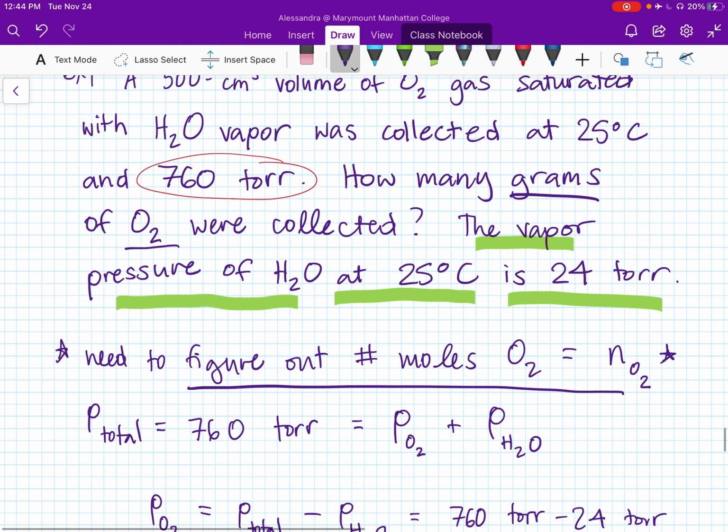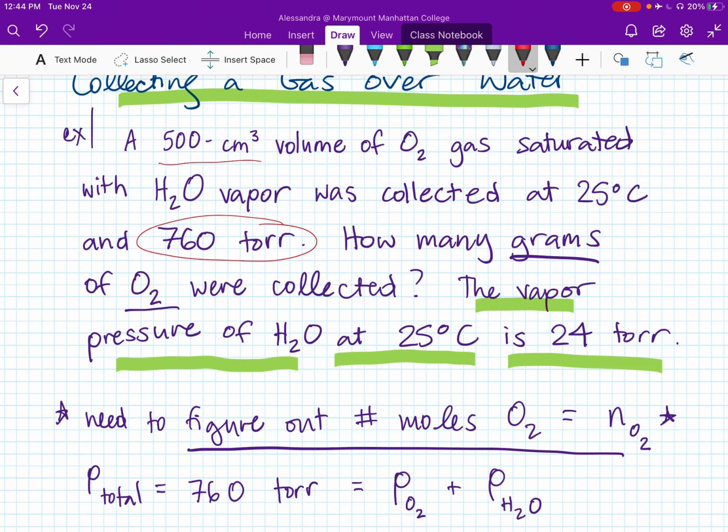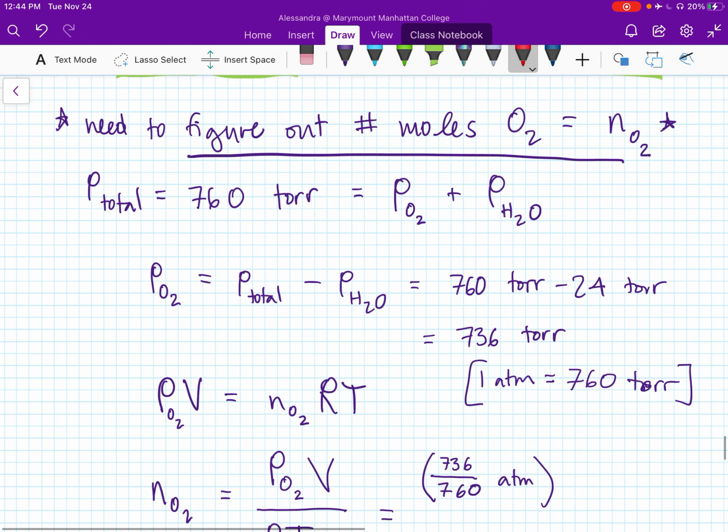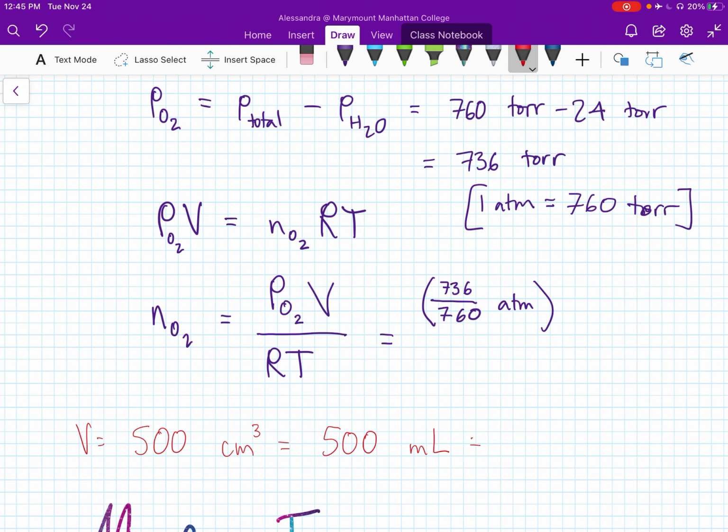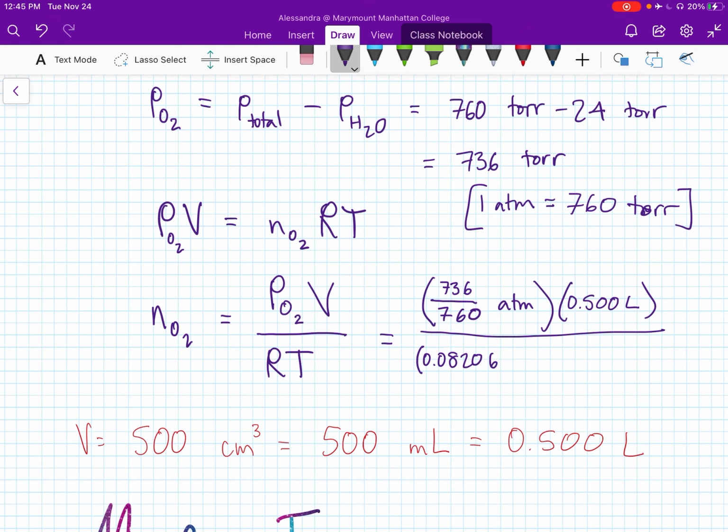The problem told me that I have 500 cubic centimeters of oxygen gas, and I want to convert the 500 cubic centimeters into liters, because again, I want to match the units of the gas constant. A cubic centimeter is the same thing as a milliliter. If I want to convert that to liters, it's going to be 500 milliliters or 0.5 liters. So that is what I'm going to put in for my volume. The reason I wanted liters and atmospheres is because I need these units to match the units of the gas constant, 0.08206 liter atmospheres per mole Kelvin.